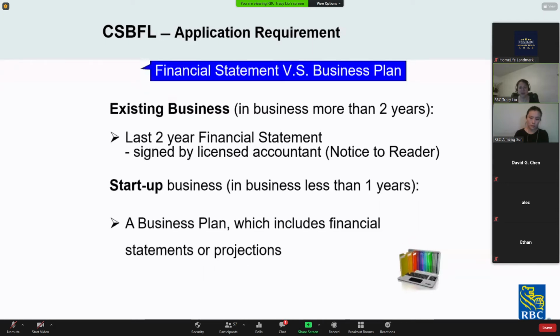Now, startups, which we do a lot of in this program, and it's very strong for this program as well, we use a business plan. The business plan includes various things: business structure, how you run the business, detailed owner's experience, as well as the financial projections, which are similar to the financial statement, but instead of previous years, we look at the future years. That's why we call them projections.